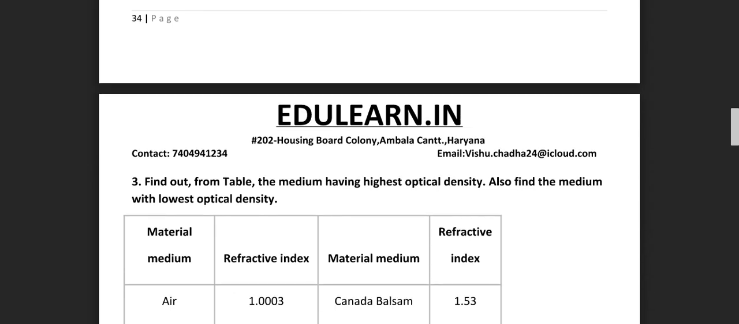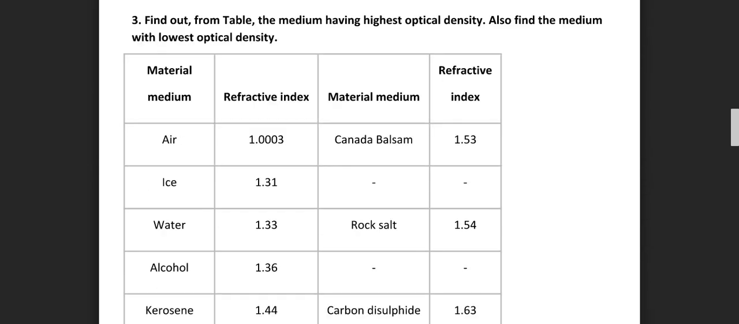Next is: find out from the table the medium having the highest optical density. Also find the medium with the lowest optical density. Now, that is air, ice, water, alcohol, kerosene, right?